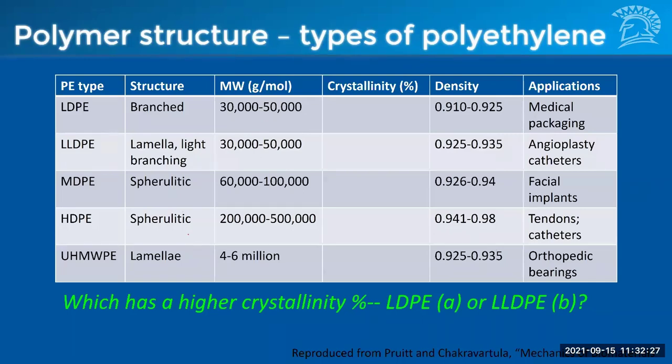LDPE is a low density, MDPE is a medium density, and then high density and ultra high molecular weight polyethylene is what we have here at the bottom. This stands for ultra high molecular weight polyethylene. We're given the structure of each polyethylene, and we're given the density of each polyethylene. And I'm asking you here to predict which of these two would you predict has a higher percent crystallinity?